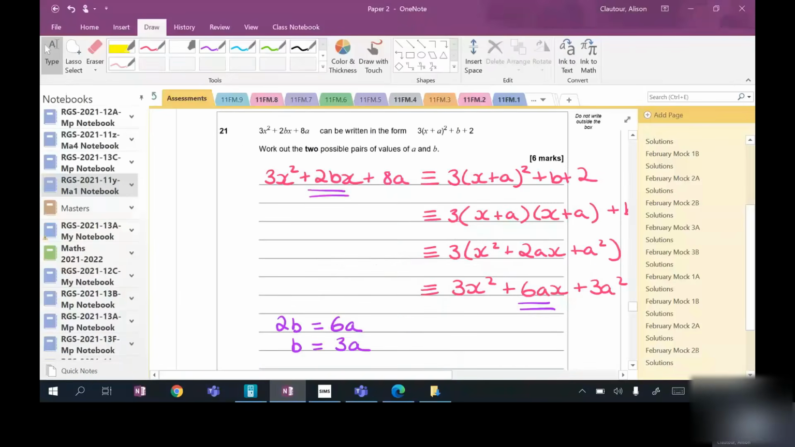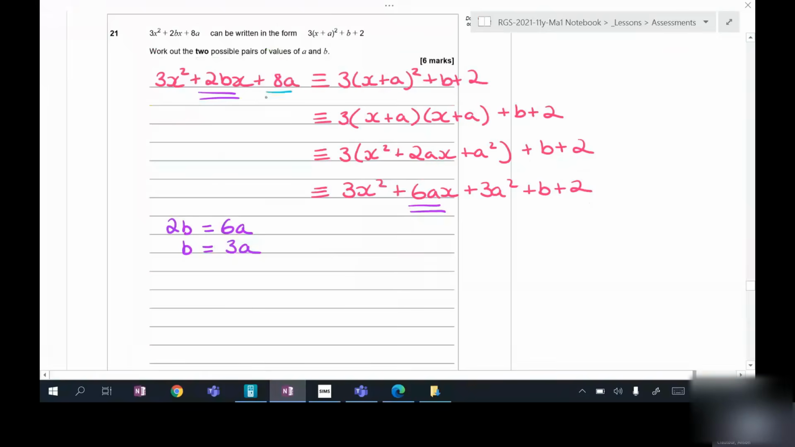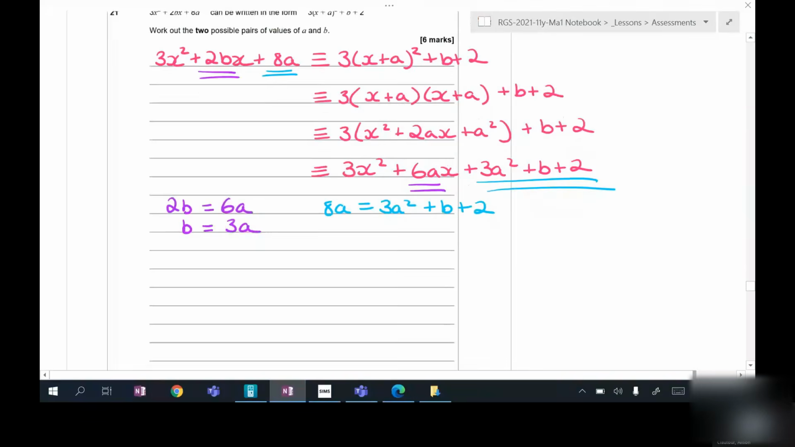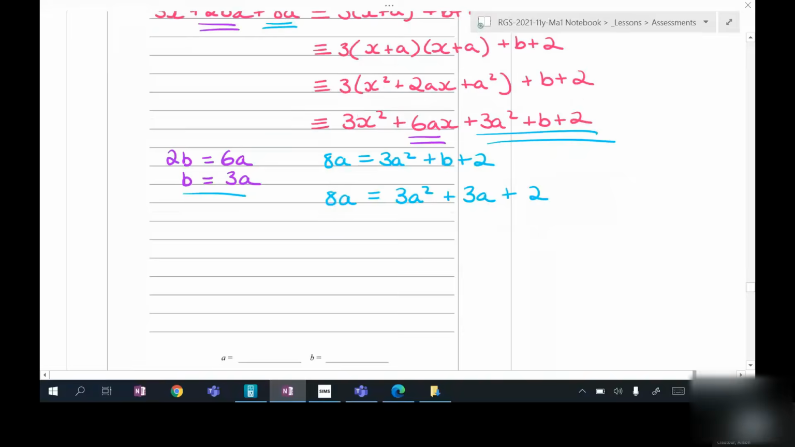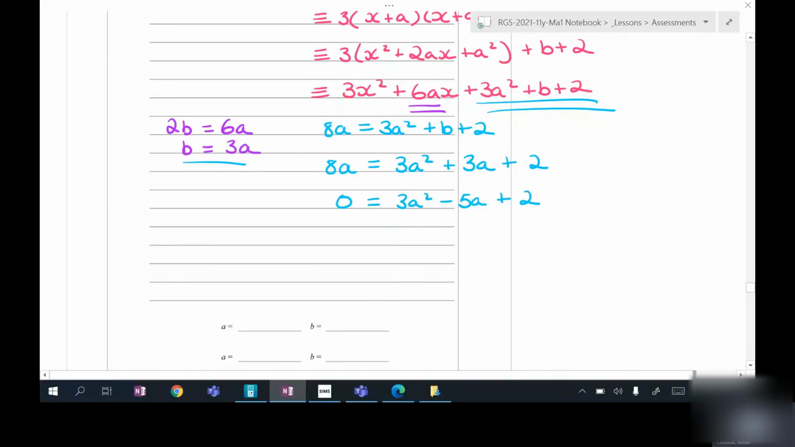If we look at our constant, I've got 8a on the end, and I've got all of this here. So 8a has got to equal 3a squared plus b plus 2. But we've just worked out that b is 3a over here, so I'm going to sub that in so everything is in terms of a. It's 3a squared, b I'm replacing with 3a. And then we've got a quadratic in a to solve.